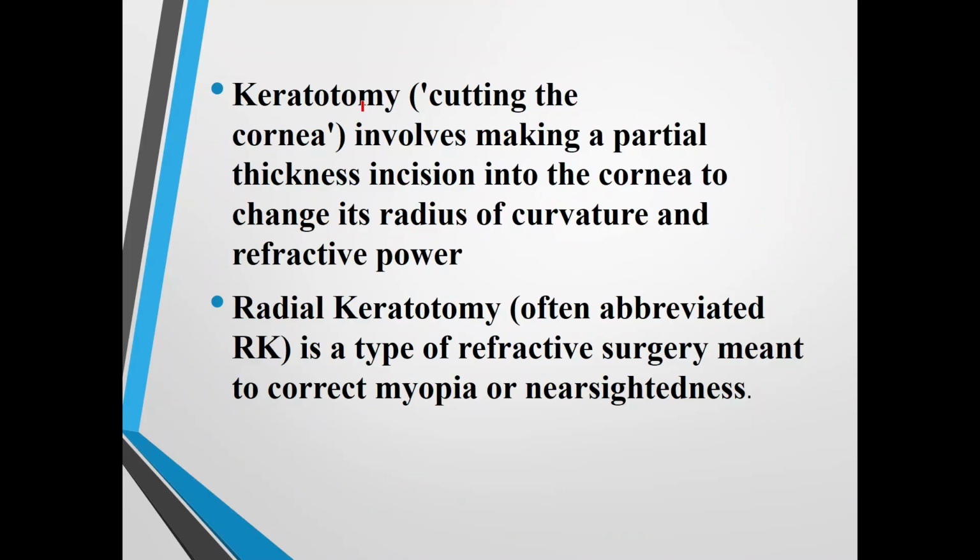And what is keratotomy? It is otherwise known as cutting the cornea. It involves making a partial thickness incision into the cornea to change its radius of curvature and refractive power. Coming to radial keratotomy, abbreviated as RK, it is a type of refractive surgery meant to correct myopia or nearsightedness.